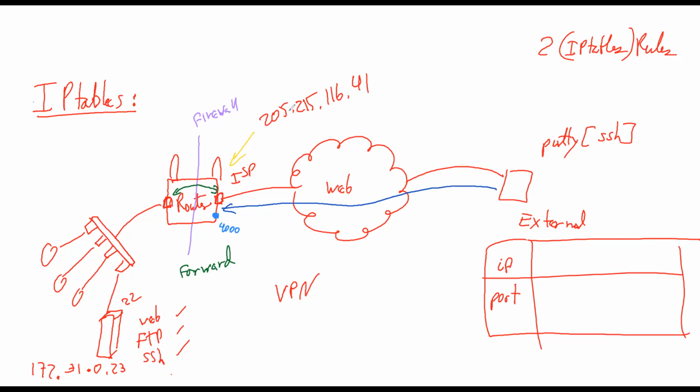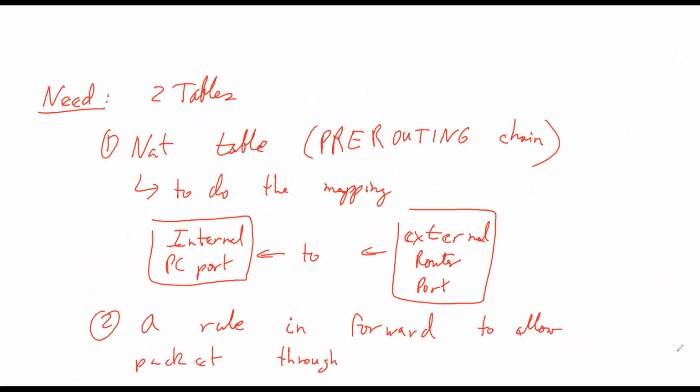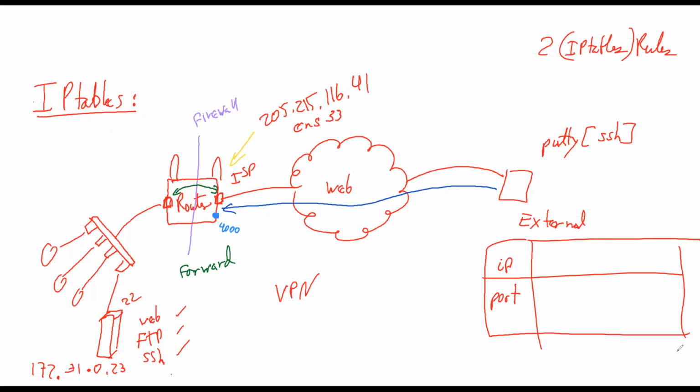But these external ones, because 205.215.116.41 is in fact ENS33. You specified that in the command over here, you did it there and there. So that's basically it. What you do is you take that IP, 205.215.116.41, and what would be the port number? Anyone? What would be the port number here?